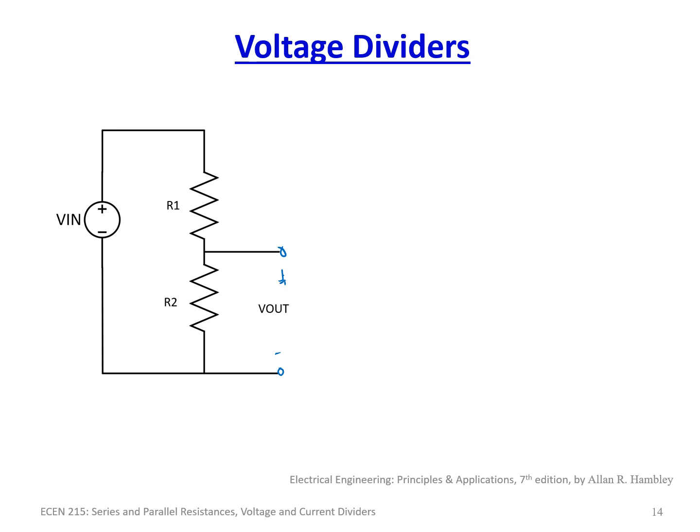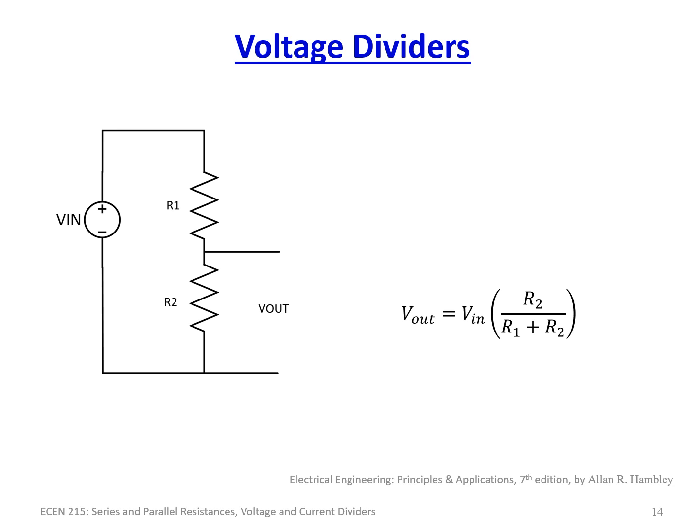And that is governed simply by this equation. Vout is Vin times R2 over R1 plus R2. So you might be asking yourself, where does this come from? How did we get this equation? Well, we used Ohm's law for this.